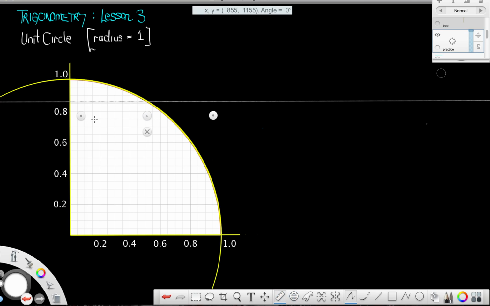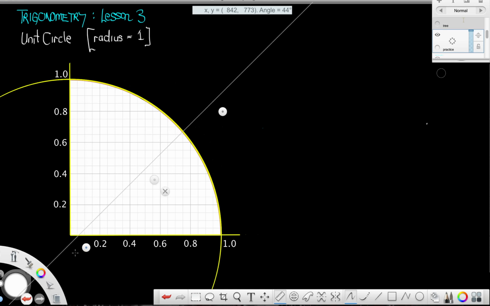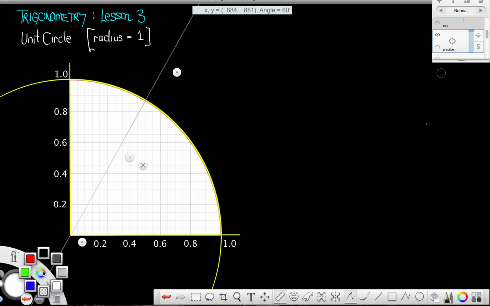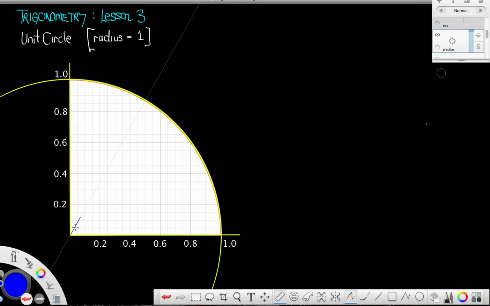So what I want to do then is draw in another angle, and this time we'll draw an angle of 60 degrees, and we'll draw it in blue. When we're drawing an angle on our unit circle, we always draw it from the center of the circle. So there's the center. Drawing until we hit the edge of the circle, like that.